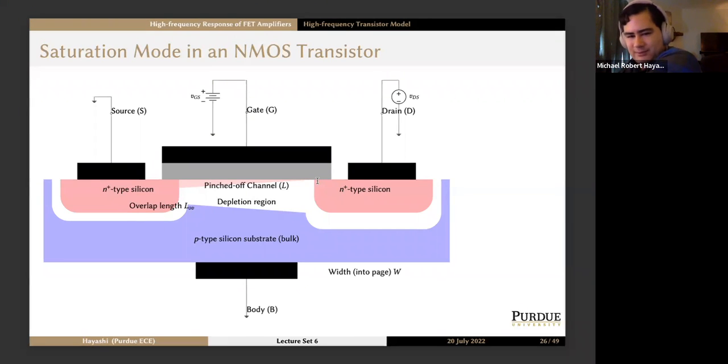And then, of course, we have our two wells of N+ type silicon surrounded by depletion region. And then we have our P-type silicon substrate. We have our source and drain terminals. We have our gate and our body. Body and source are shorted together. Gate has some DC voltage applied to it. And now we're applying some voltage to the drain as well, such that we have VDG equal to the threshold voltage.